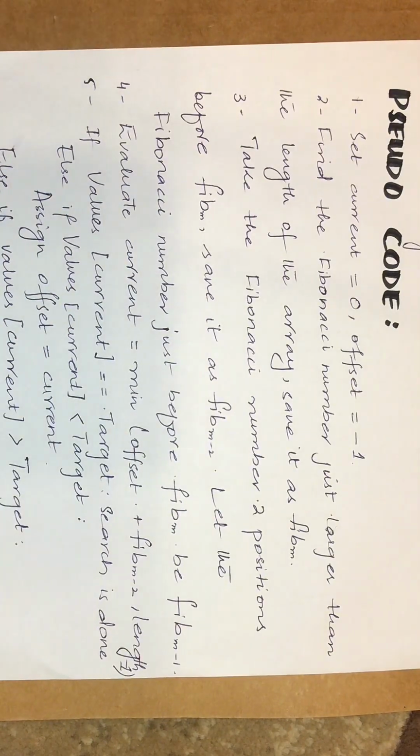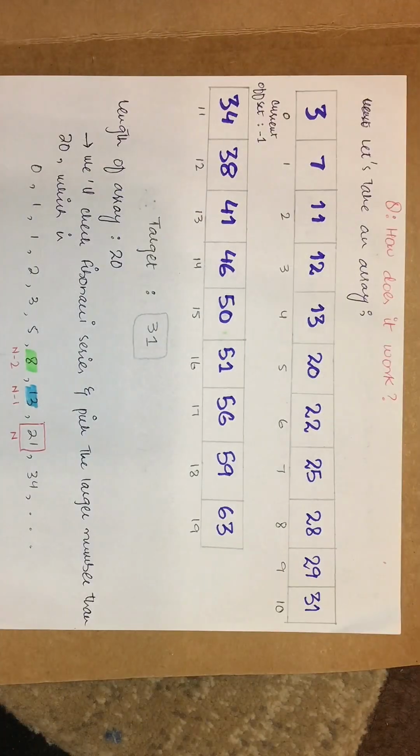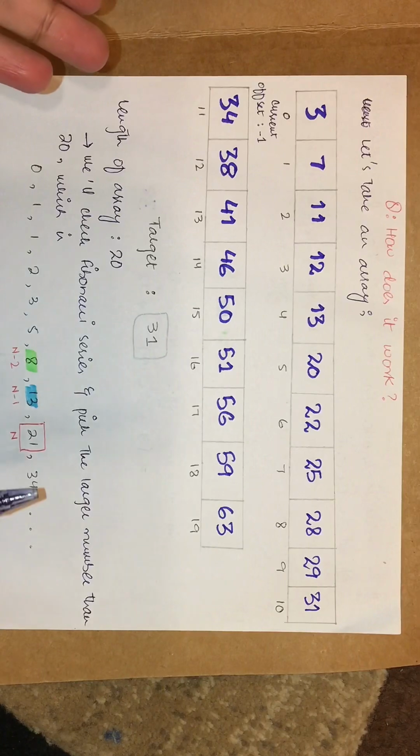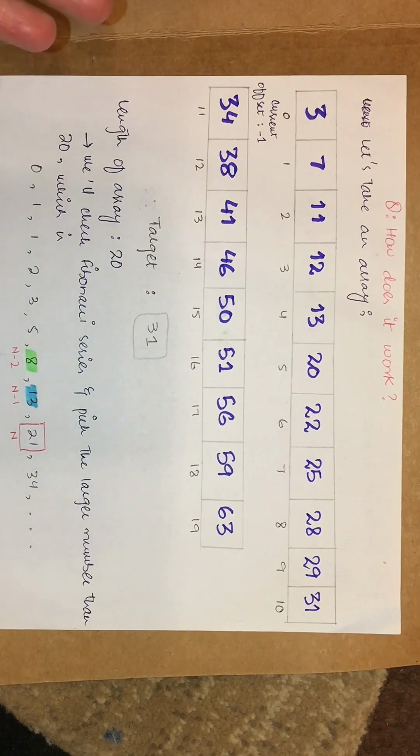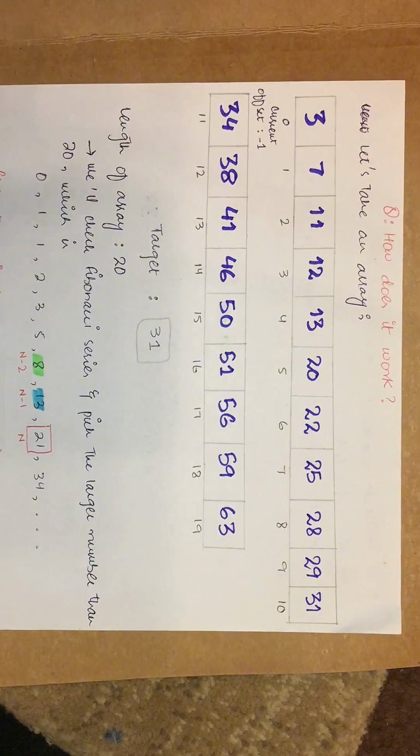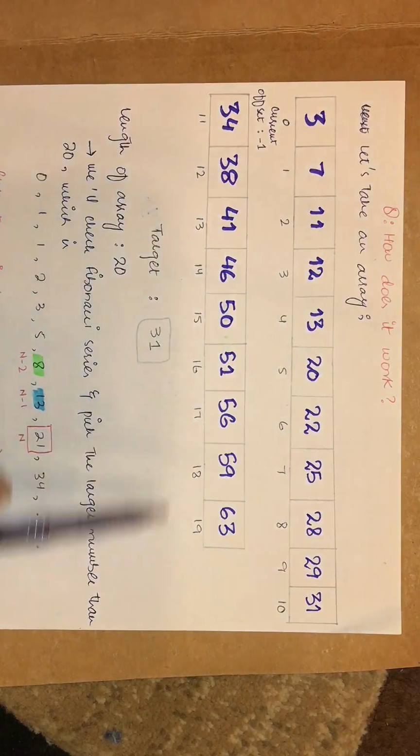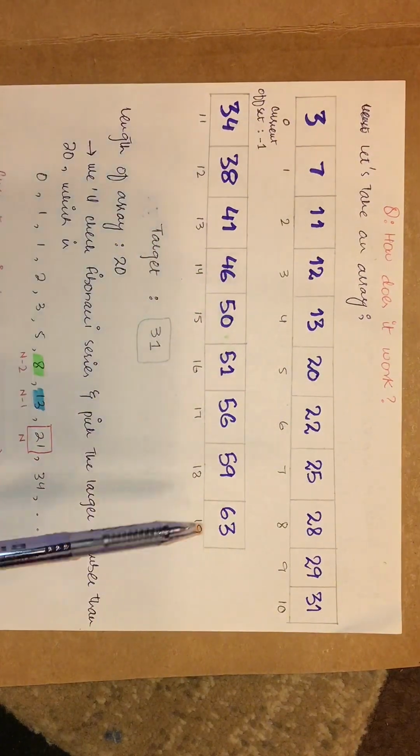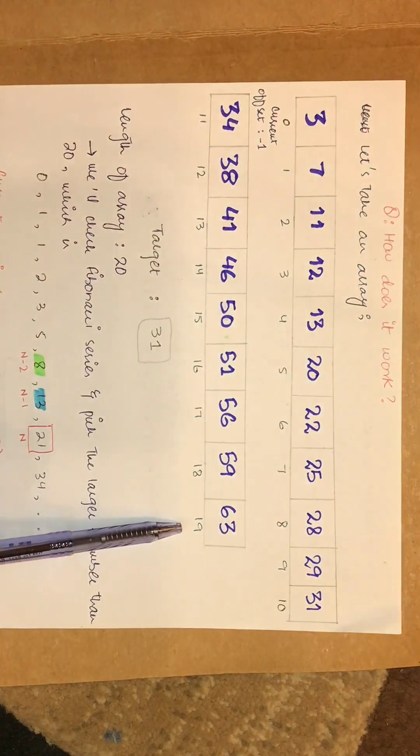So let me get to the example. Now let me tell you how exactly this searching algorithm works. I have taken this array as an example to show how we're going to search using this algorithm. The Fibonacci sequence plays a very big part in this, so keep that in mind, okay? Now let's take an example of this array. This array is of length 0 to 19, meaning 20.